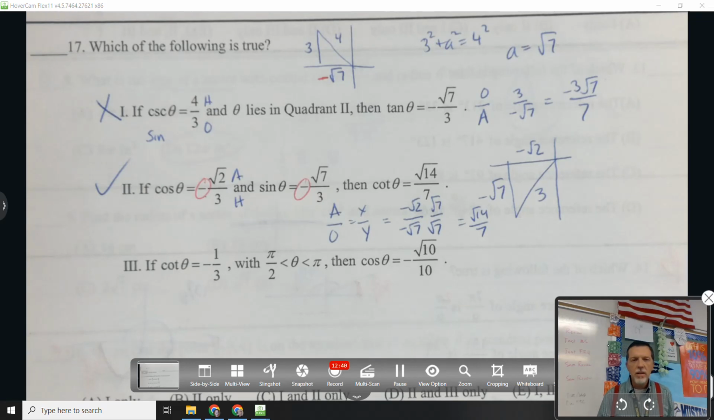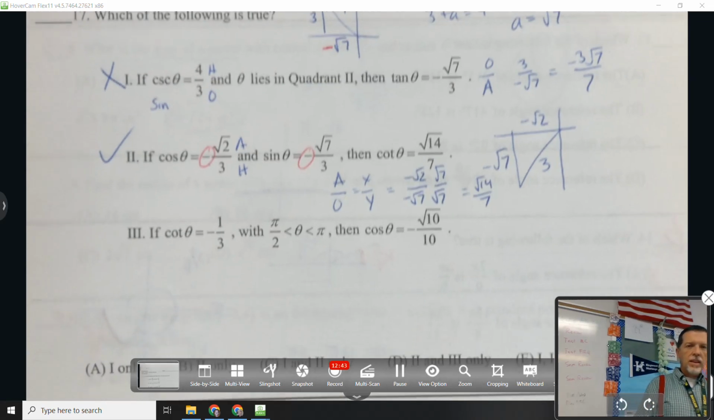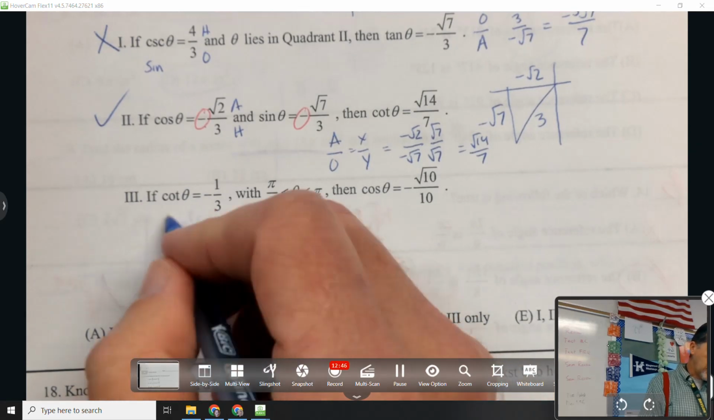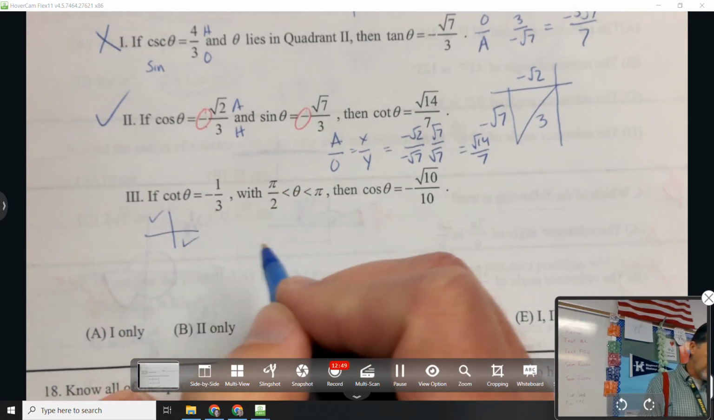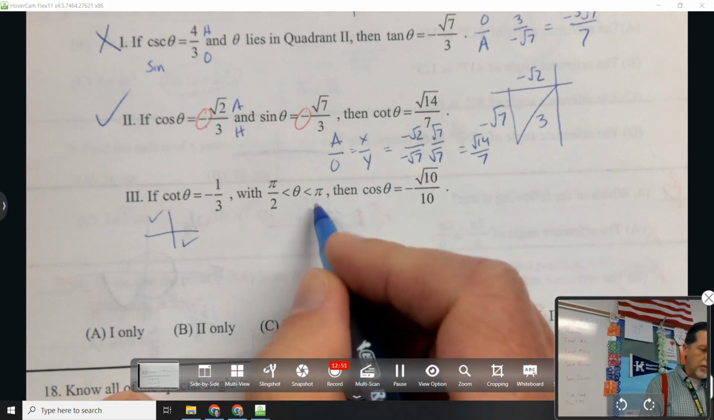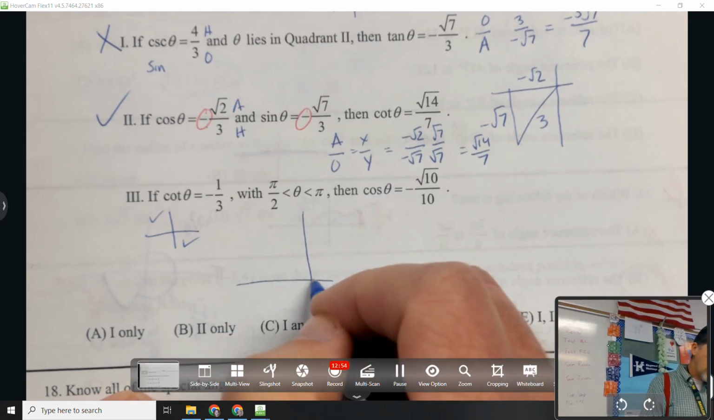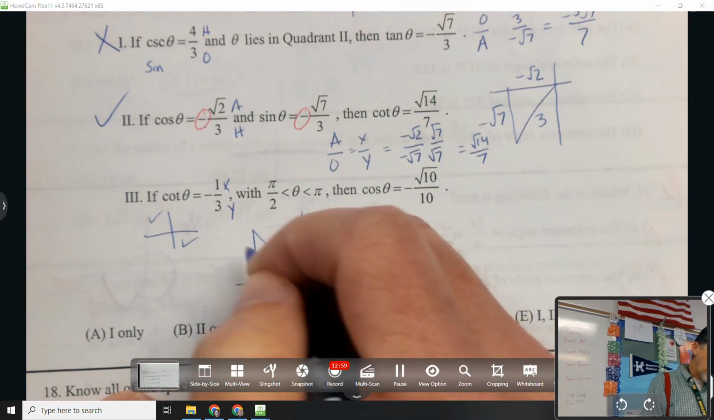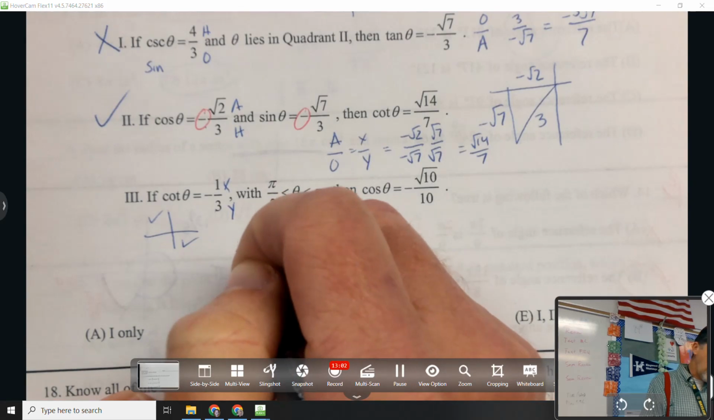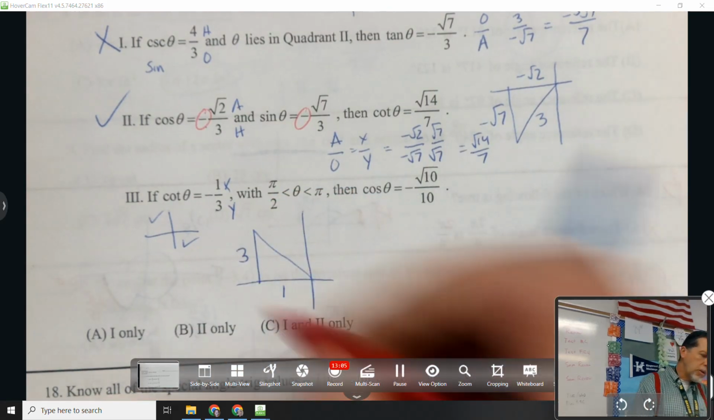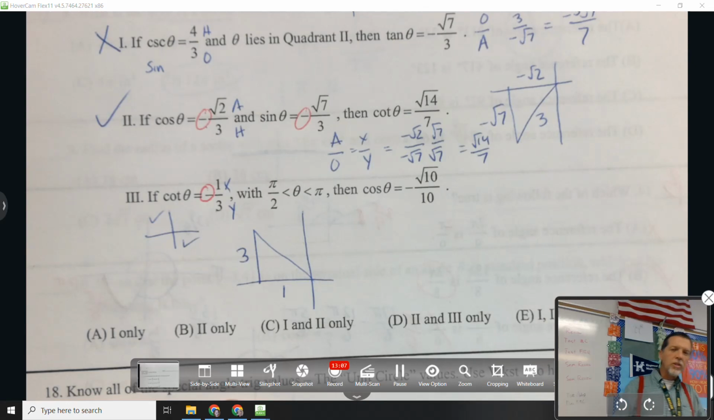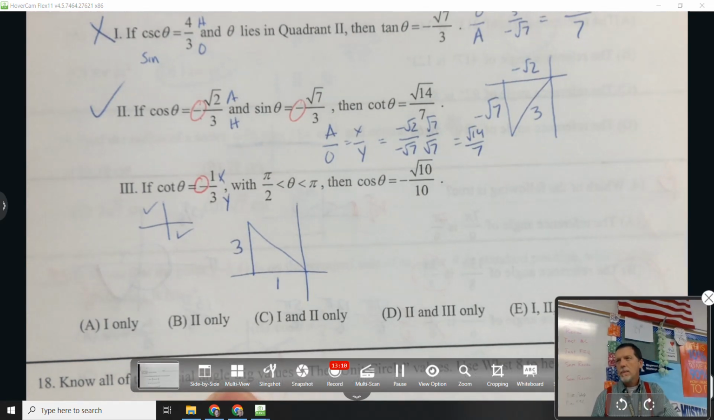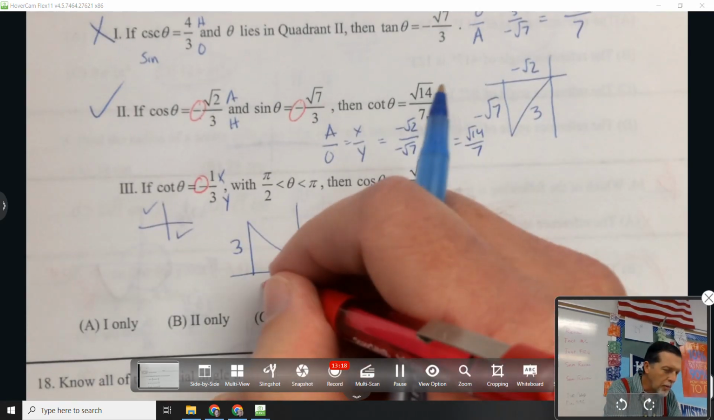Lots of pieces there. And then lastly, cotangent's negative 1/3, which happens in the second and the fourth. Oh, but then it just tells me, put it in the second quadrant. Cotangent is x over y, adjacent over opposite. How do I know which one is negative? Cotangent is supposed to be negative. Which one of those values is negative? How do I know it's the 1 or the 3? It tells you it's in quadrant 2. The 1 is backwards, so that better be negative 1.